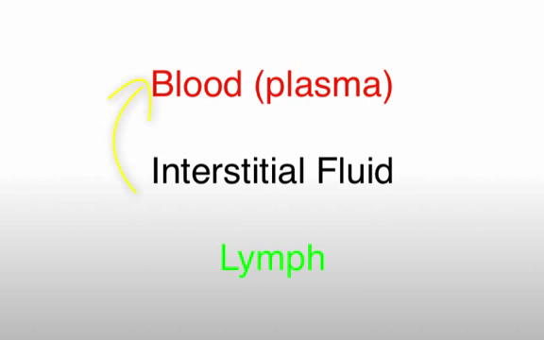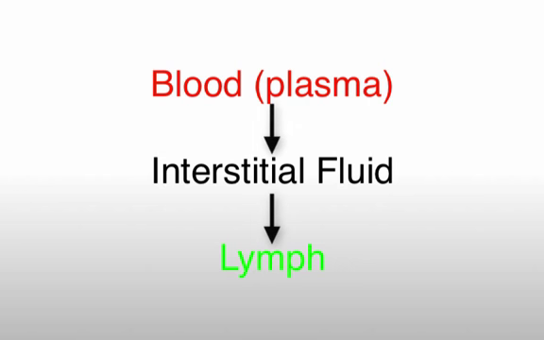Some of the plasma will leak back into the blood capillaries, and some of it will move into the lymphatic vessels that will return the fluid back to the blood near the heart. The fluid in the lymphatic vessels is now called lymph. The lymphatic vessels act as a filter to remove wastes and pathogens as the fluid moves back to the heart.